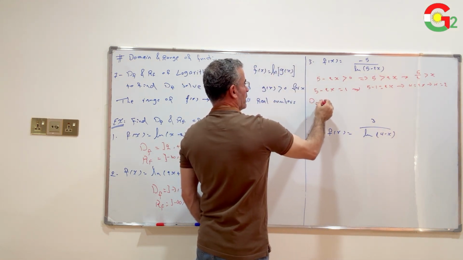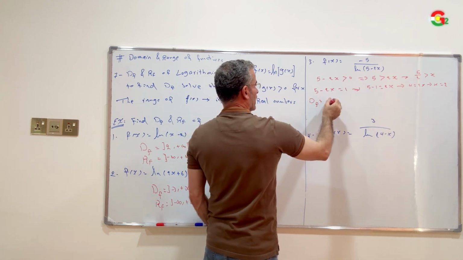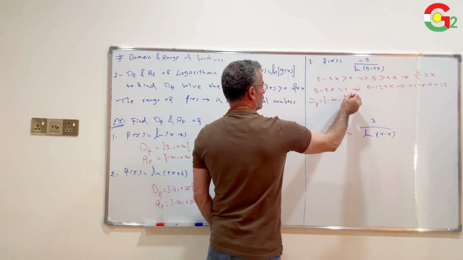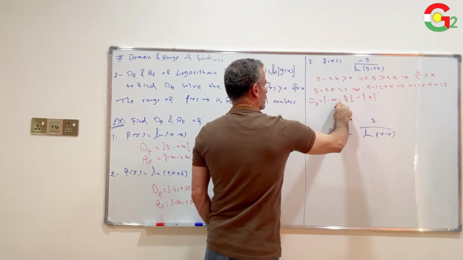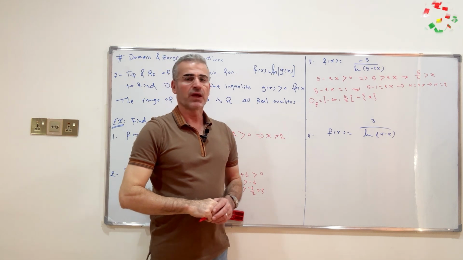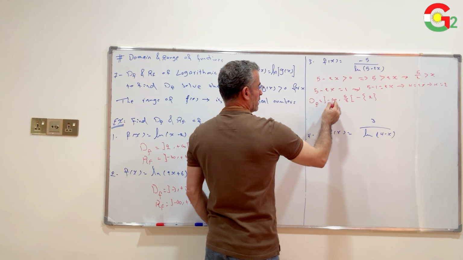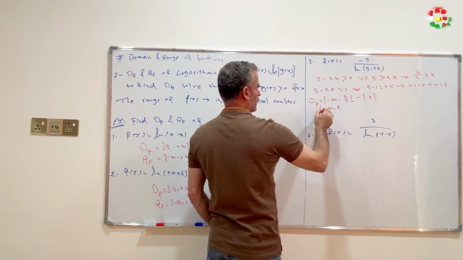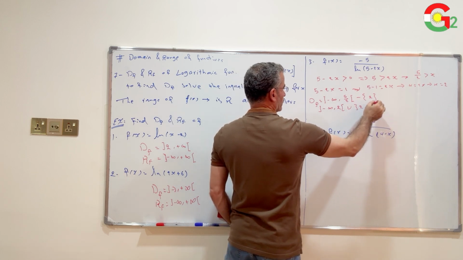The domain will be x less than 5 over 2. It means negative infinity to 5 over 2, except 2. Since 2 belongs to this interval and makes the denominator 0, then I subtract it. I can also rewrite this domain as negative infinity to 2 union 2 to 5 over 2.